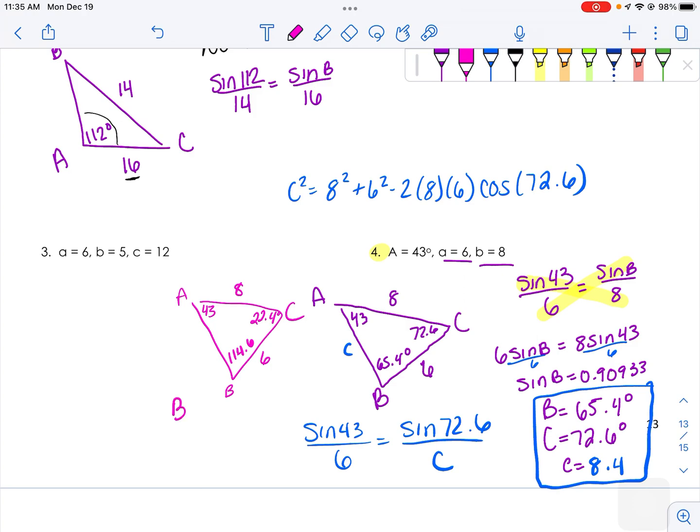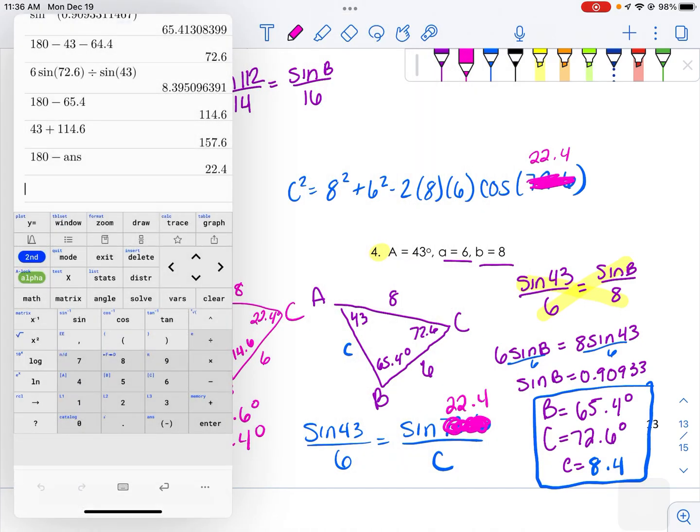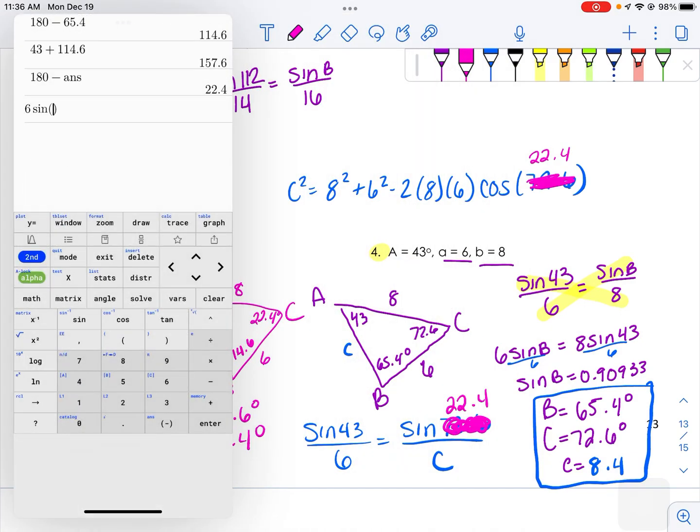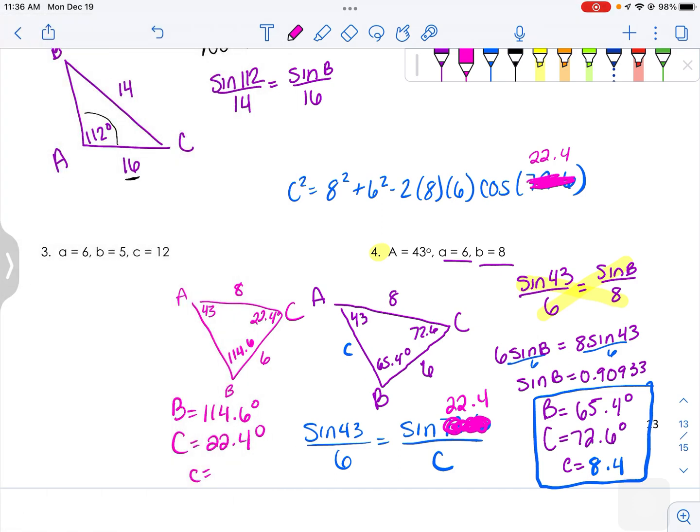So I could have another triangle here where my B value would be 114.6 degrees, my C value would be 22.4 degrees, and now I have to resolve for my side C. I could set it up the same way with the law of cosines up here, but I would change the angle in here to 22.4, or I could do the same thing with law of sines and use 22.4. So that would be 6 times the sine of 22.4, and then divided by the sine of 43. So cross multiplying, which would be 3.4. And that would be my other triangle answer.